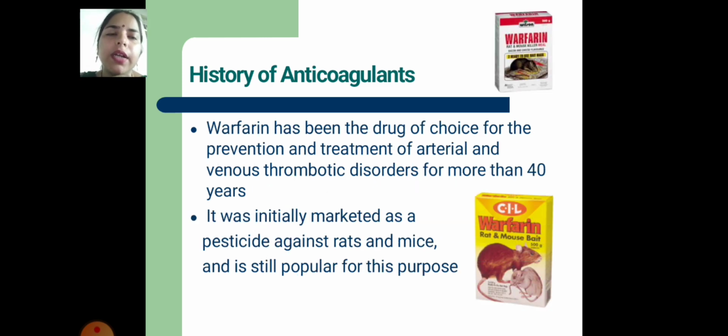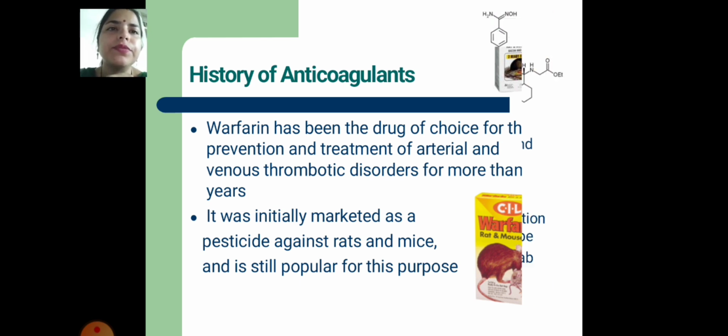Warfarin has been the drug of choice for the prevention and treatment of arterial and venous thrombotic disorders for more than 40 years. It was initially marketed as a pesticide against rats and mice, and it is still popular for this purpose.